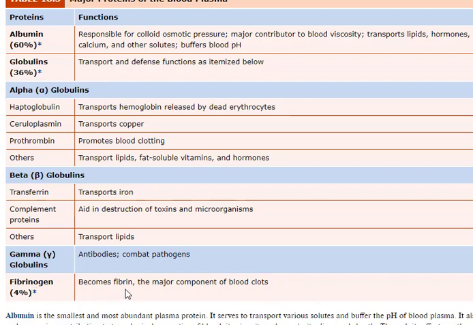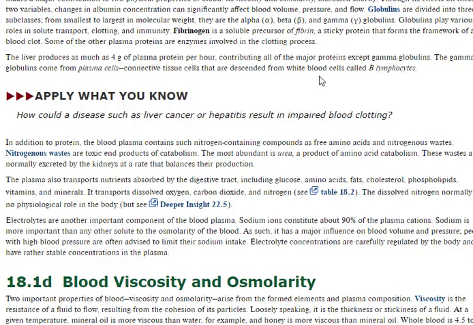Fibrinogen, I talked about, becomes fibrin and allows blood to clot. So we'll talk a little bit more about that in a minute. As you're reading your chapter, look at things like this. The liver produces 4 grams of plasma protein per hour, and it contributes all the major proteins except for the gamma globulin. Remember, the gamma globulins are the antibodies, so that's a whole other thing.